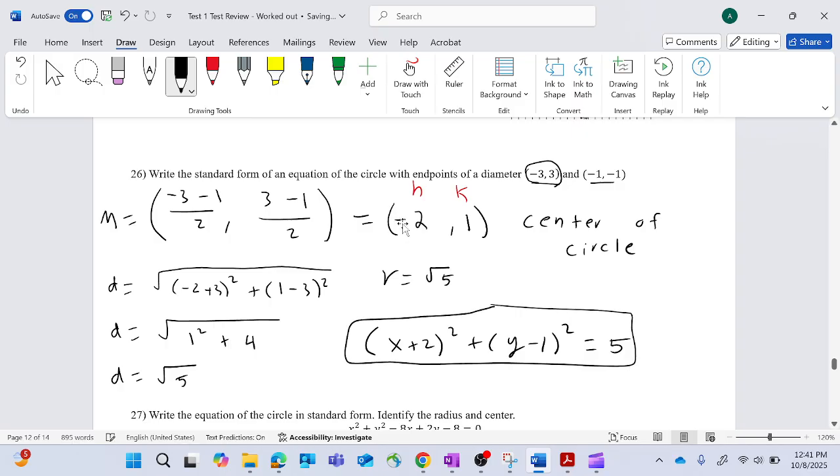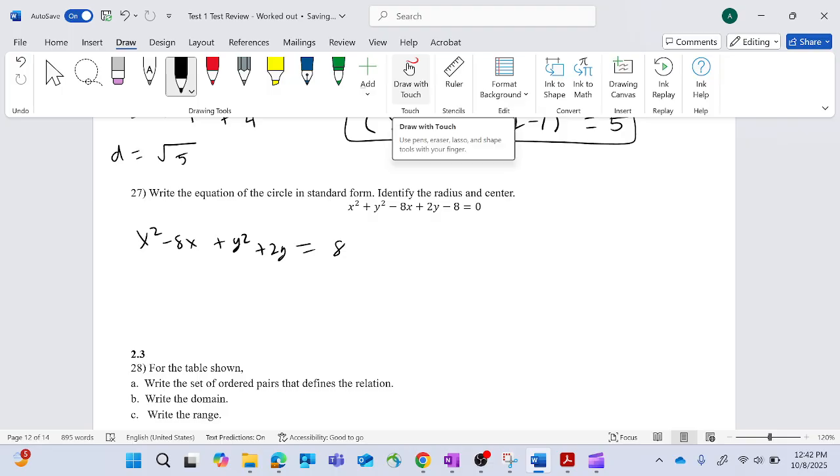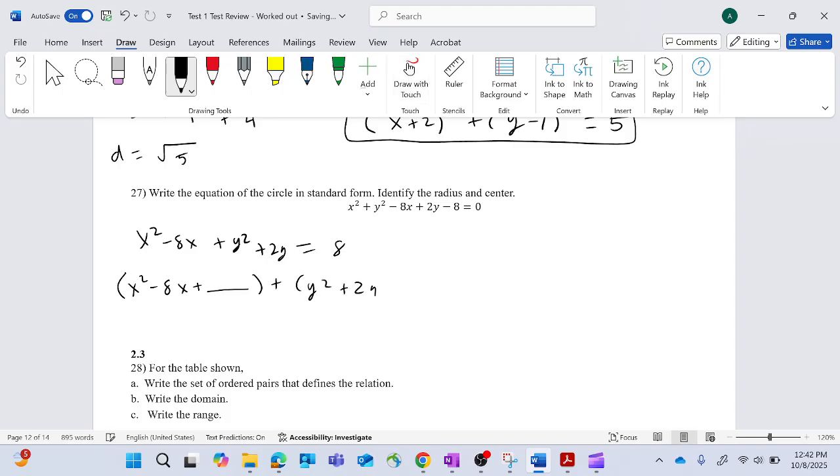All right. And now 27, I want to write the equation of the circle in standard form, identify the radius and center. So remember for this, you want to group the x's together. So x squared minus 8x plus y squared plus 2y. And I'm going to move that negative 8 to the right side. So I'm going to add 8 to both sides. It's what I have. And now I'm going to group up the x's by themselves. We're going to add, remember, we're going to complete the square here. So I'm going to isolate the y's and the x's.